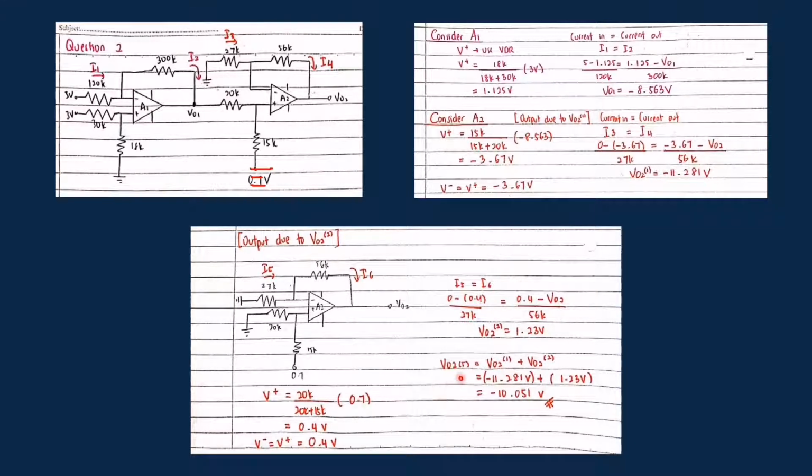And then the answer is I must add the VO22 and VO21 to get the VO2 total, which is negative 10.051 volt. Alright, so to check whether this answer is correct or not, I have to run the simulation, so let's go to the simulation part.